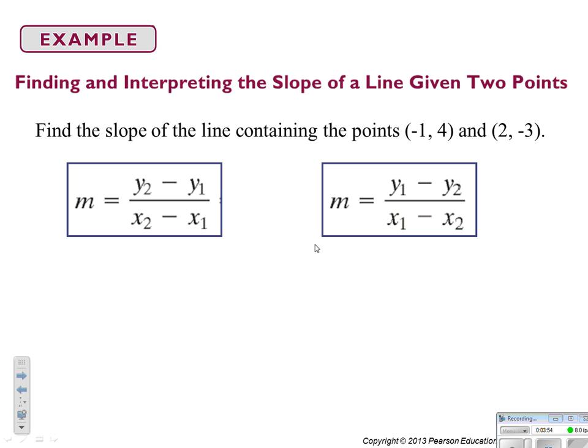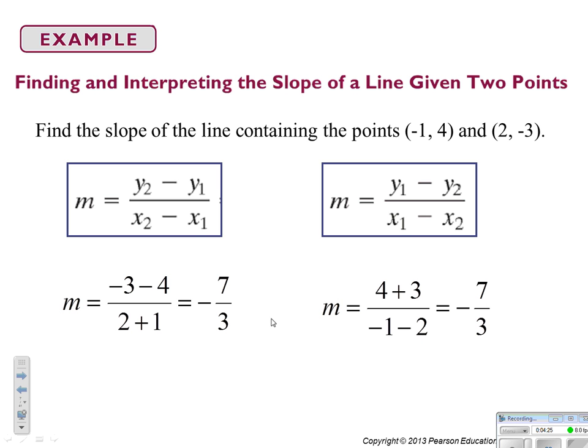All right, so let's actually do this. Find the slope of the line containing the points (-1, 4) and (2, -3). So we're going to take our y coordinates. This is y2 minus y1 over x2 minus x1. Why did this come out positive? Yeah, because it's minus -1, and minus a negative is plus.